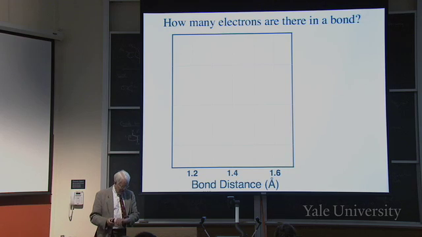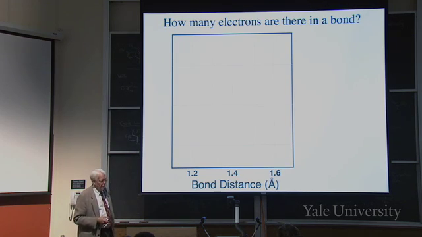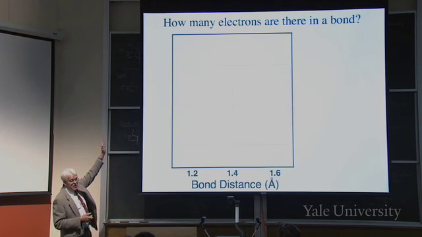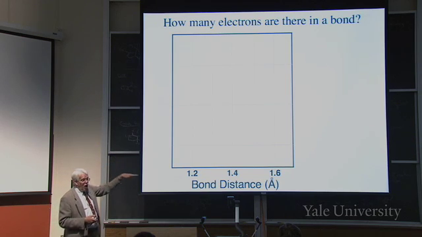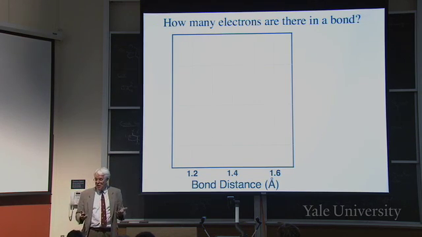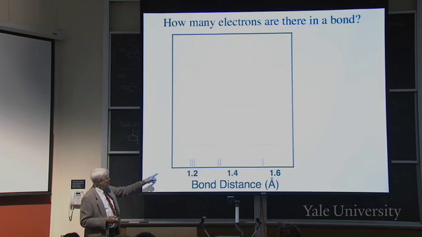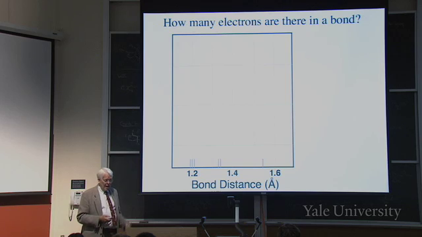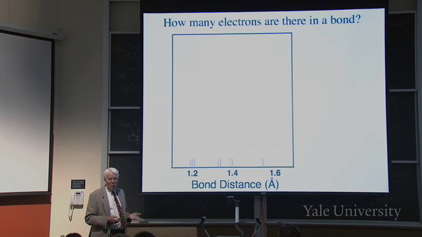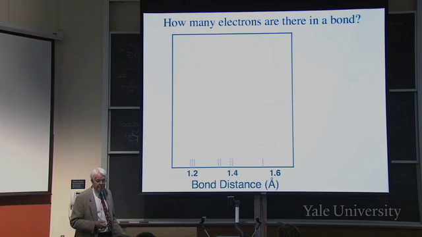Now, how many electrons are there in a bond? So here we're going to plot how many electrons vertically and how long the bond is, which is related to whether it's single, double, triple. In fact, a single bond, a double bond and a triple bond have those distances. And in fact, you could also do a 1.5 bond, right? Those bonds in the benzene ring.